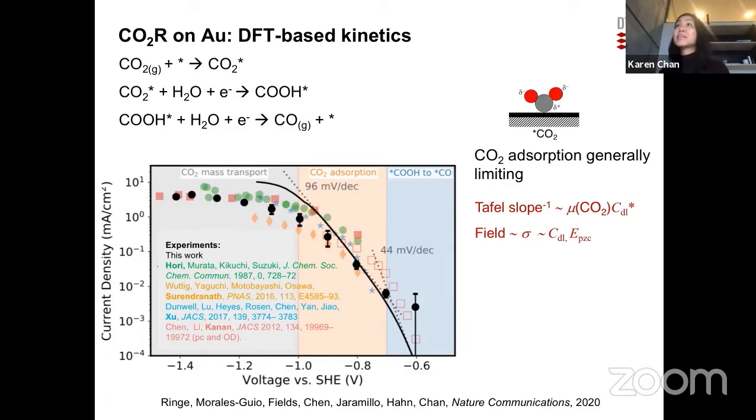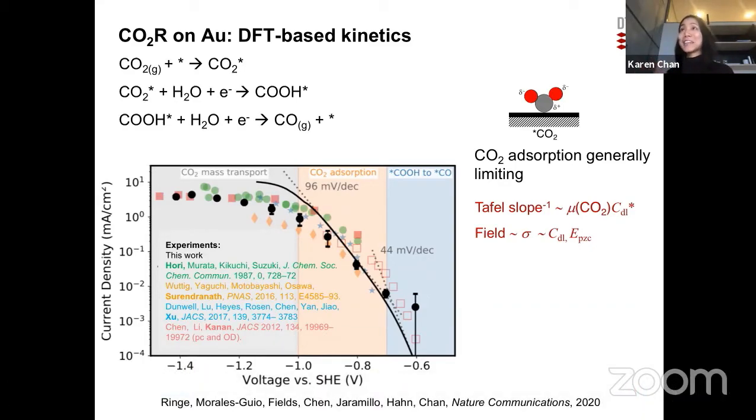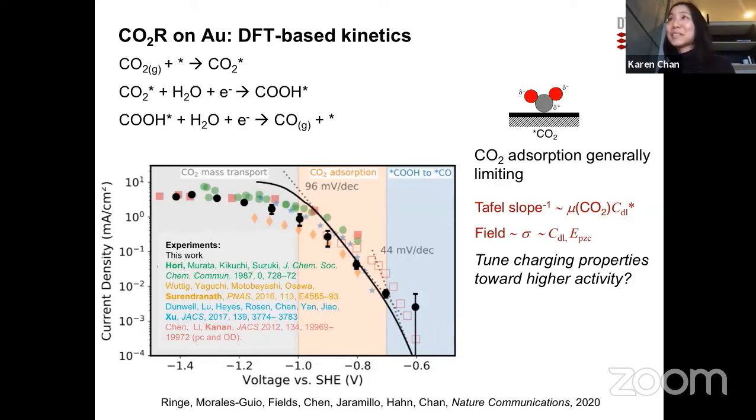What this means, and what I want to highlight here, is that because this is the limiting step, our Tafel slope depends on the dipole of CO2, as well as the double layer capacitance. The field, which is proportional to surface charge density, is determined by the double layer capacitance and the potential of zero charge. So when we are looking to design new catalysts, in addition to the reaction energetics, perhaps we can look at tuning the charging properties towards higher activity. I hope to talk a little bit about that in the next 6 minutes.